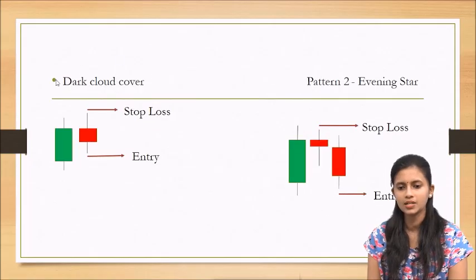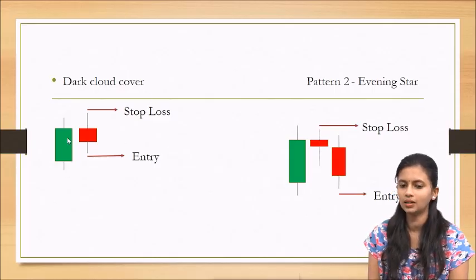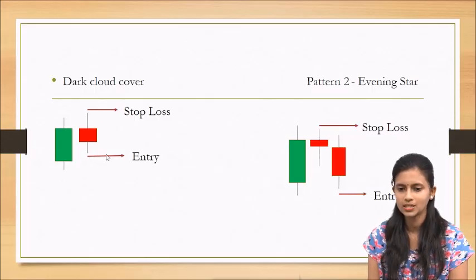So the next reversal pattern is dark cloud cover, that is, you will have a big green candle and then a red doji. So your entry will be just below the low of this candle and the stop loss will be just above the high of this candle.